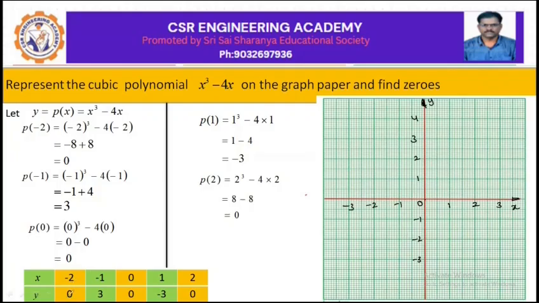Plot the first point, minus 2 comma 0. X value minus 1, y value 3. X is equal to 0, y is equal to 0. X is equal to 1, y is equal to minus 3. X is equal to 2, y is equal to 0. So join all these points by a smooth curve.